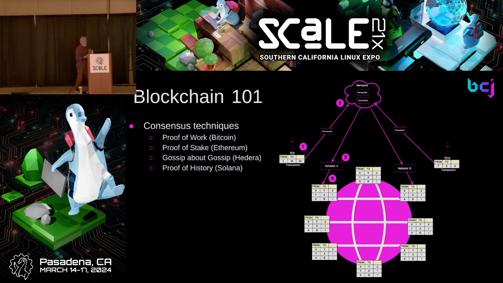And then there's gossip, which the Hedera blockchain works on. Again, it's a really complex consensus algorithm, but it's cute. If you want to spend time on it, see me later. And then there's proof of history. These are just some of the many. But the important thing is the block goes up, it comes down, the nodes reach consensus, and it gets added to the chain.